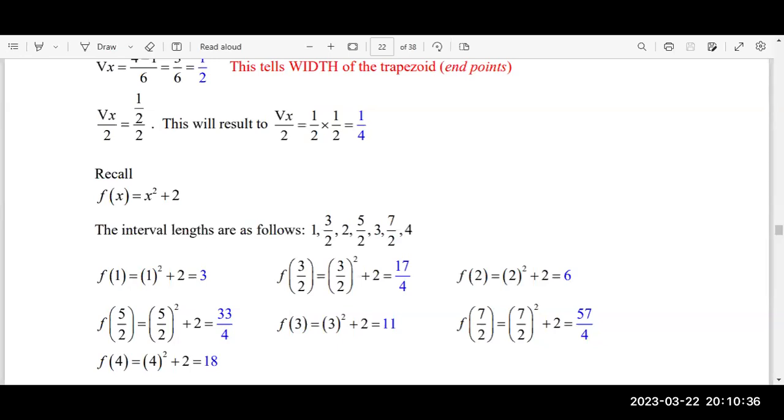Sure. Yes, please. So I don't get it. From the recall, the interval, I don't understand how you get the 3 over 2 and the 5 over 2. I don't understand that.